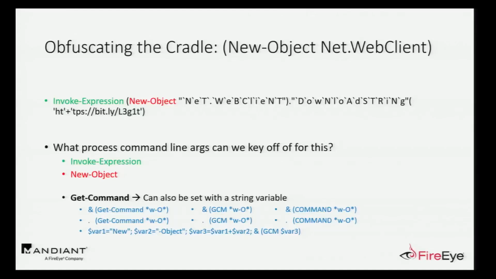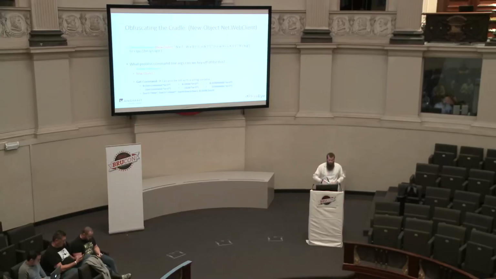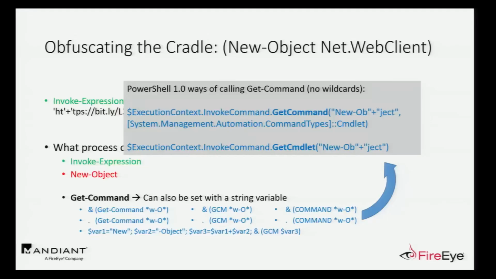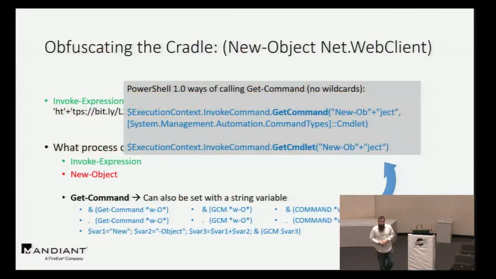In addition, instead of using the wildcards, we can treat New-Object as a string and do all the same string manipulation stuff that we want, set it in variables, chop it up, you name it. In addition to Get-Command, GCM, and command, we have PowerShell 1.0 syntax. Now, if you are a red teamer and you're not spending a significant amount of time on poshcode.org looking at PowerShell 1.0, there are some real gems out there for a lot of different reasons you'd probably be interested in. I'll leave that for a later time.